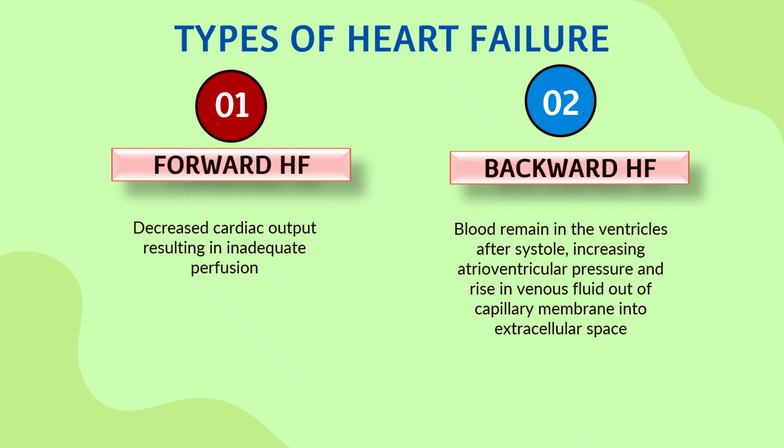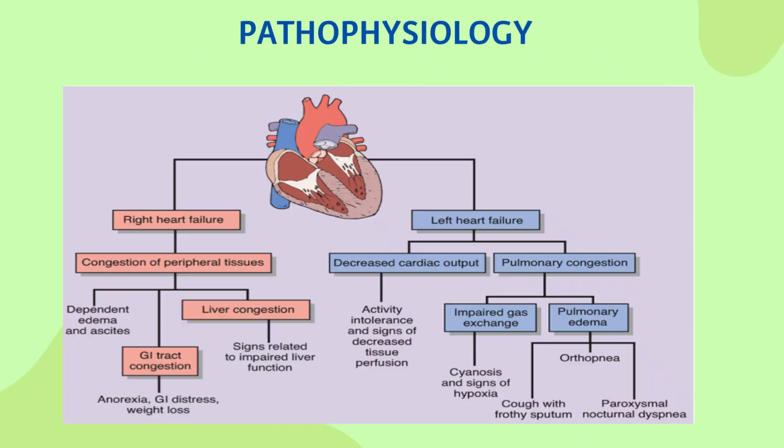Forward heart failure. What do you mean by forward heart failure? It means there is decreased cardiac output resulting in inadequate perfusion. Backward means blood remains in the ventricles after systole also, and that increases your atrioventricular pressure, and there is a rise in venous pressure, pushing fluid out of the capillary membrane into the extracellular space.